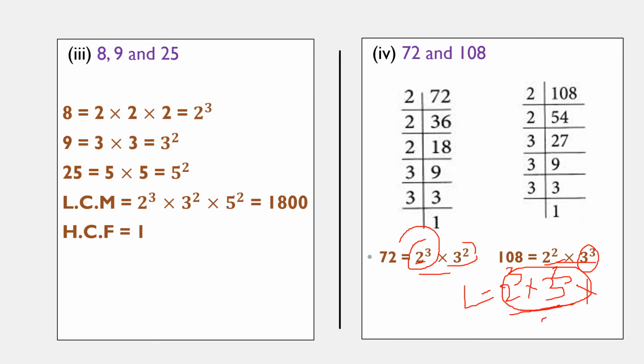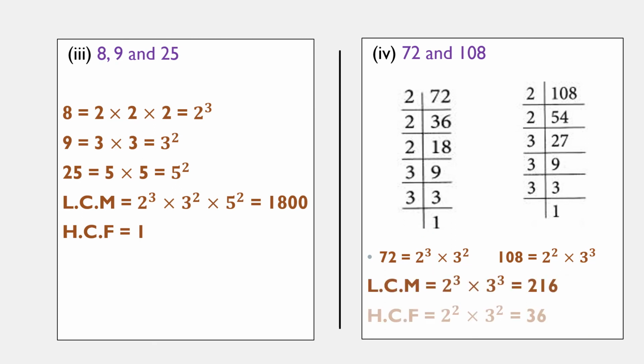So 8 into 27, if you multiply this, you will get the LCM. So LCM and HCF of these two numbers is given in this way. HCF is 2 square into 3 square, which is 36. LCM means the greatest power from the common things, 2 cube into 3 cube, that is 216. Okay, is it clear, children? Now we'll go to the next slide.